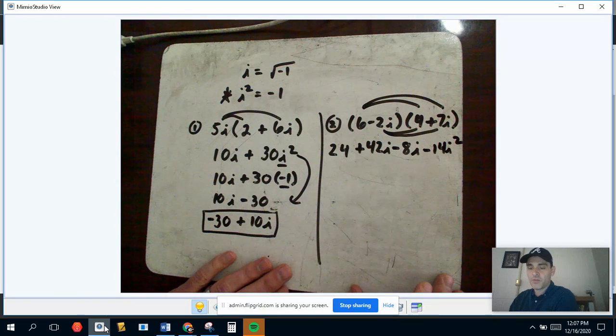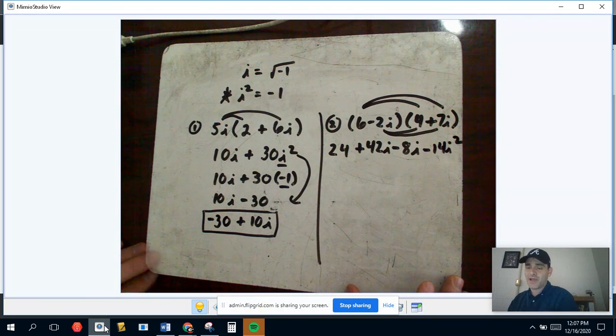Notice I multiplied all four times, treating i as a variable. So if you understand how to multiply two binomials, then this should make sense to you. It just seems a little backwards with the variables going down towards the right-hand side instead of the left-hand side.